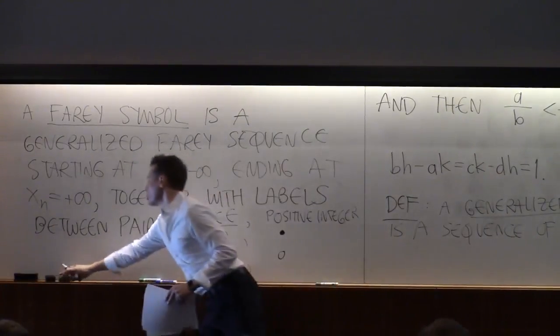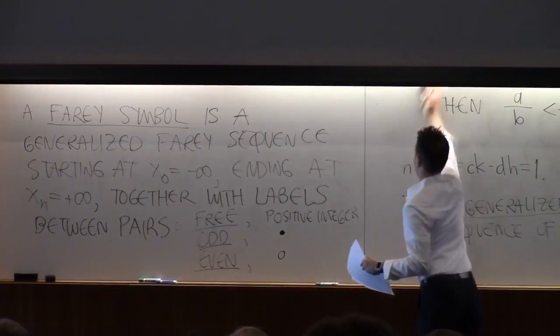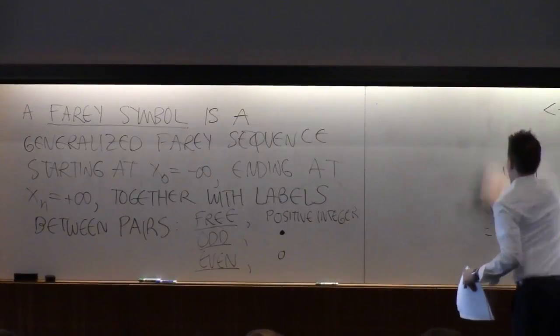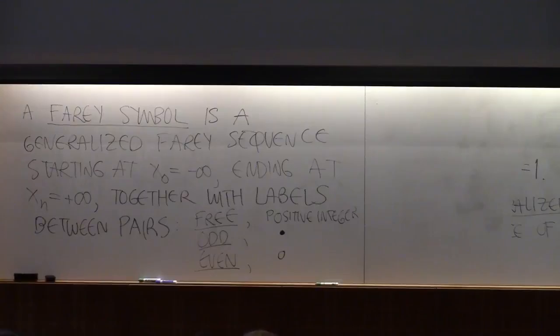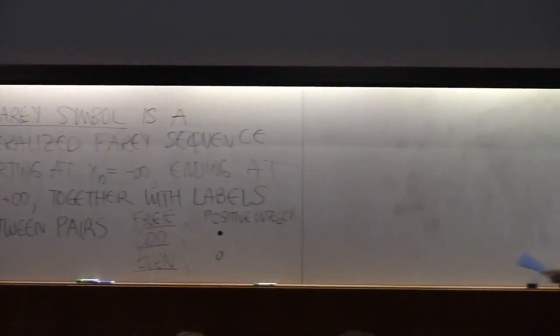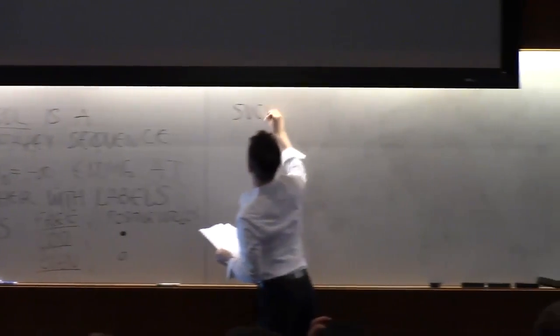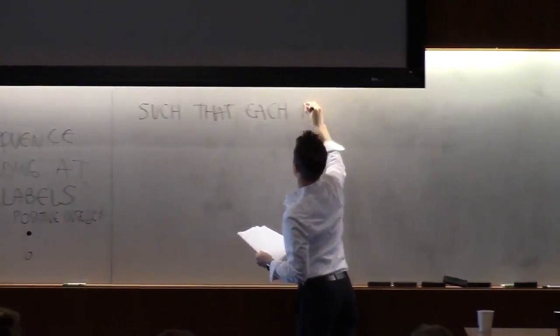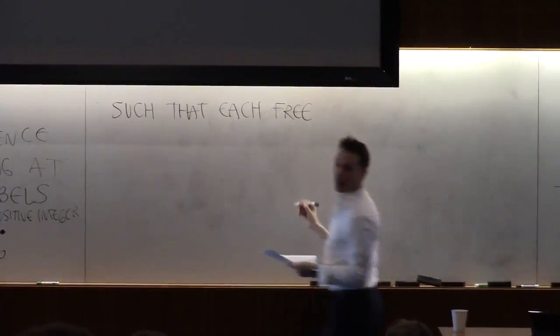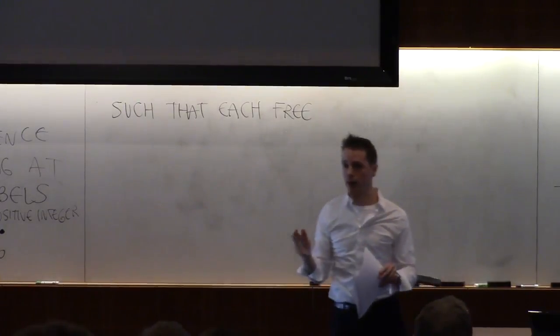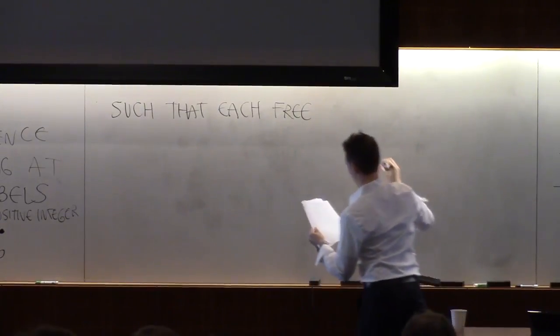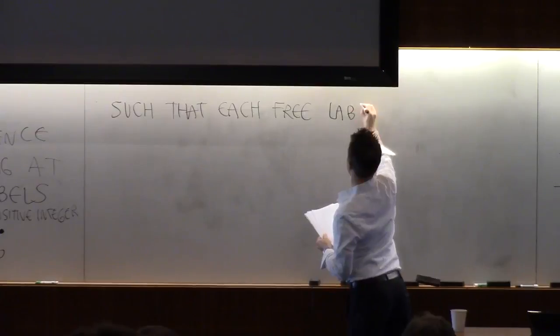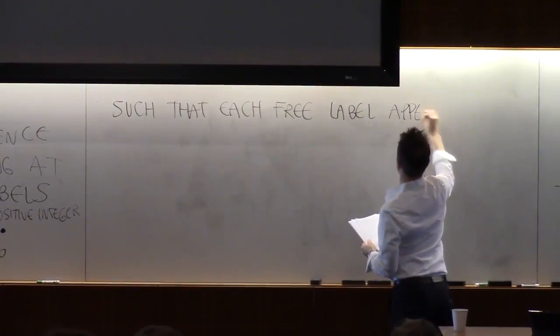And the only other condition is that each of these positive integers only appears twice. And it always appears twice. So it either doesn't appear, or it appears exactly twice. It does not have to be always symmetric in that way. You can label them however you like. So each label appears exactly twice.